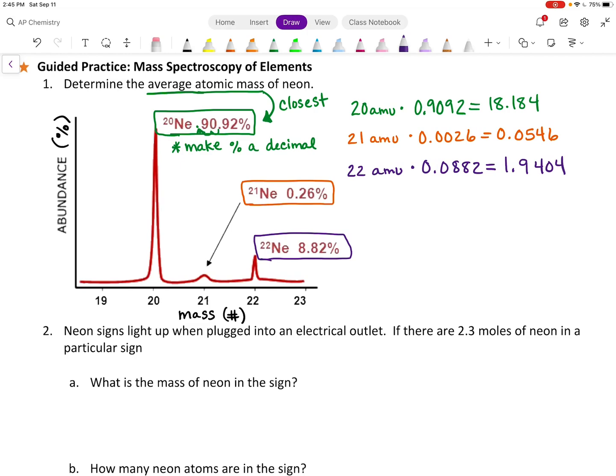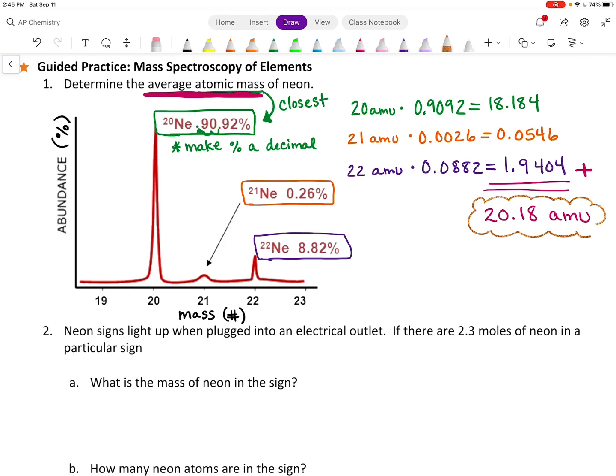Now to find out what our actual average atomic mass is, maybe I should underline this in this color, we're going to go ahead and add all of these up. So we're going to add them up, okay, and we end up with 20.18 AMU. Now, if we're talking about 1 mole of neon, then of course that could also be grams per mole. Okay, so we can also put grams per mole for the unit, because that allows us to do some additional work here.